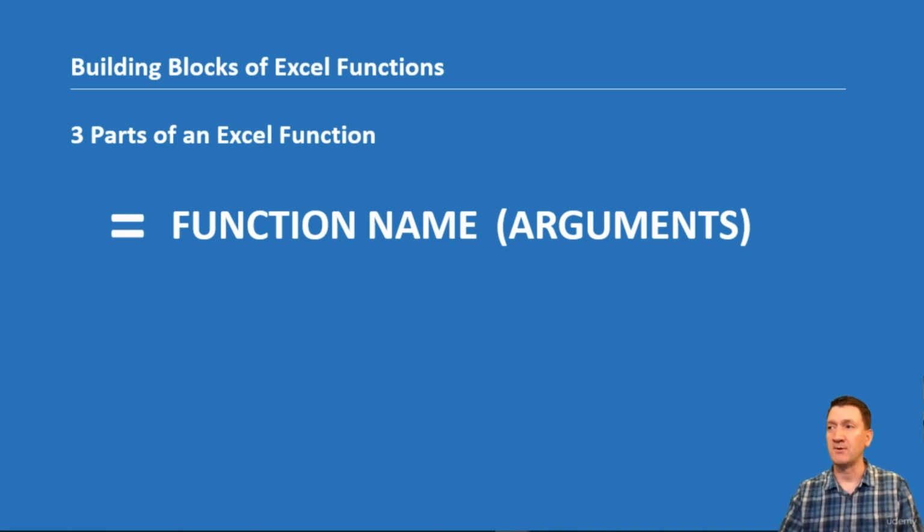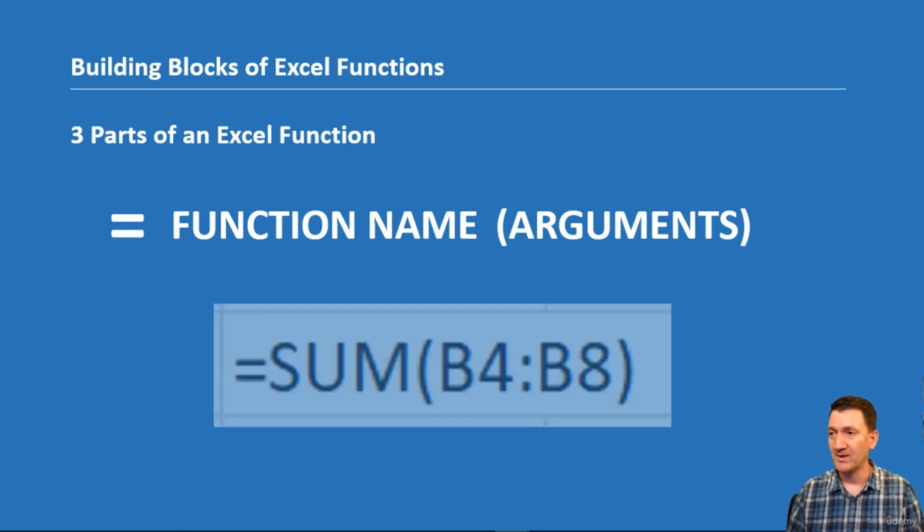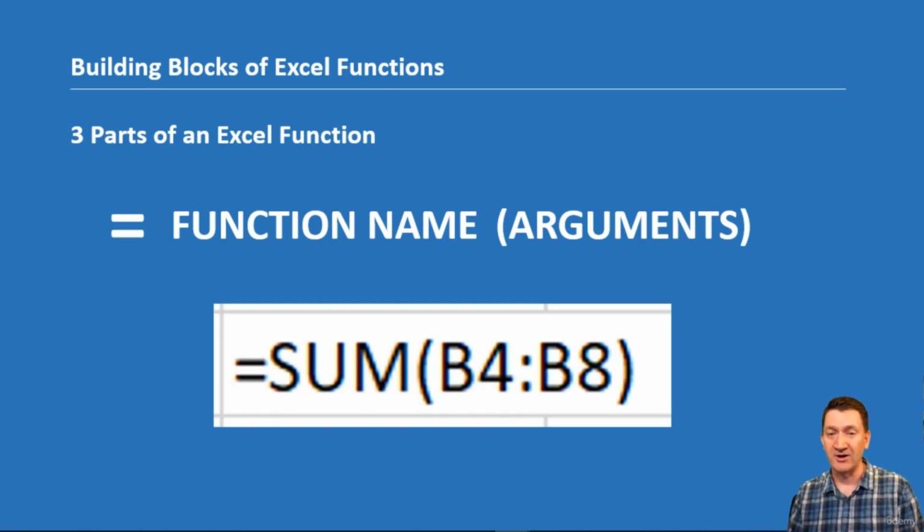So let me give you an example of a complete function here. This is what we were looking at earlier. It's got all three pieces. It's got the equal sign. Remember, that's a given. You always do that with any type of calculation. Then you've got the function name. In this case, you've got sum.